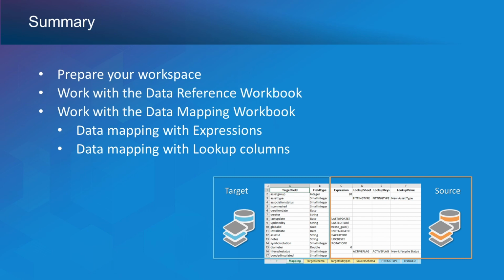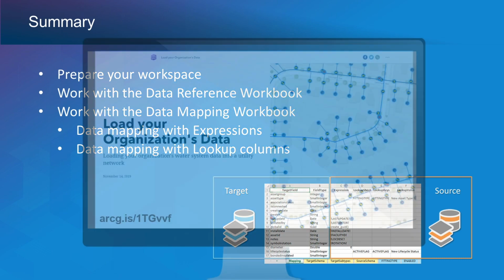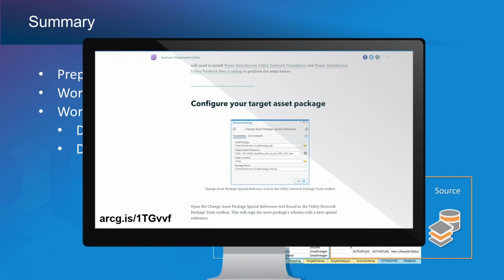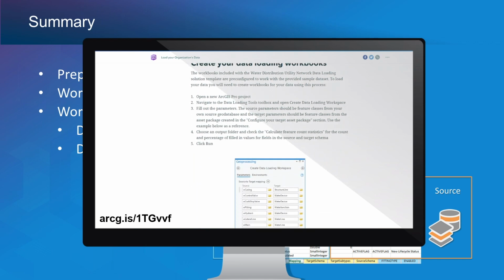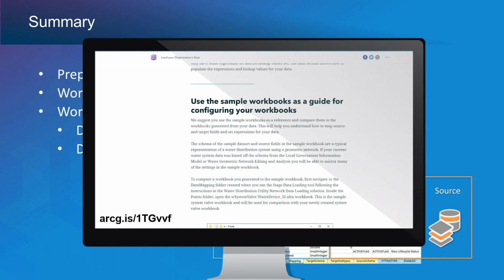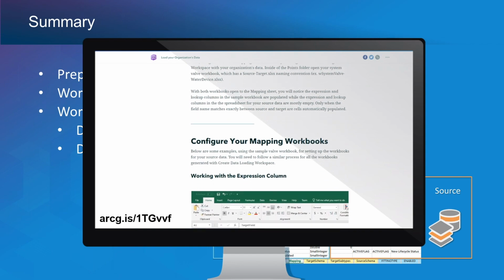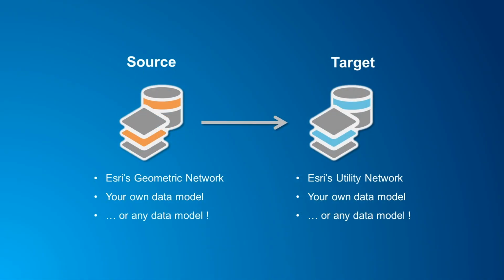If you work for a water utility, most of these steps are also outlined in this story map for loading your organization's water system data into a utility network. While this story map demonstrates how to load your data from Esri's geometric network into the water distribution utility network, any other utility, including electric, wastewater, stormwater, gas, or telecommunications, can use these tools to migrate directly into a utility network from their own utility network data model.